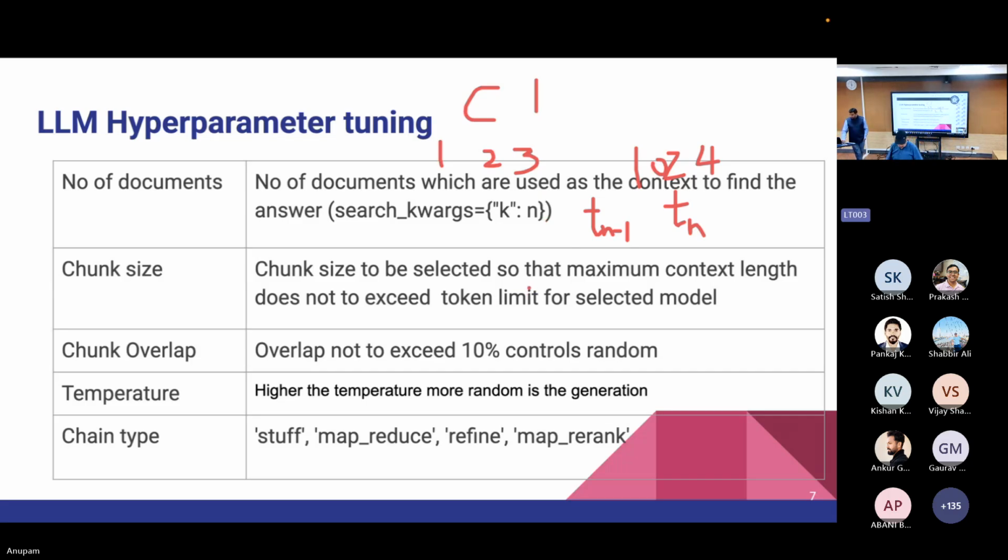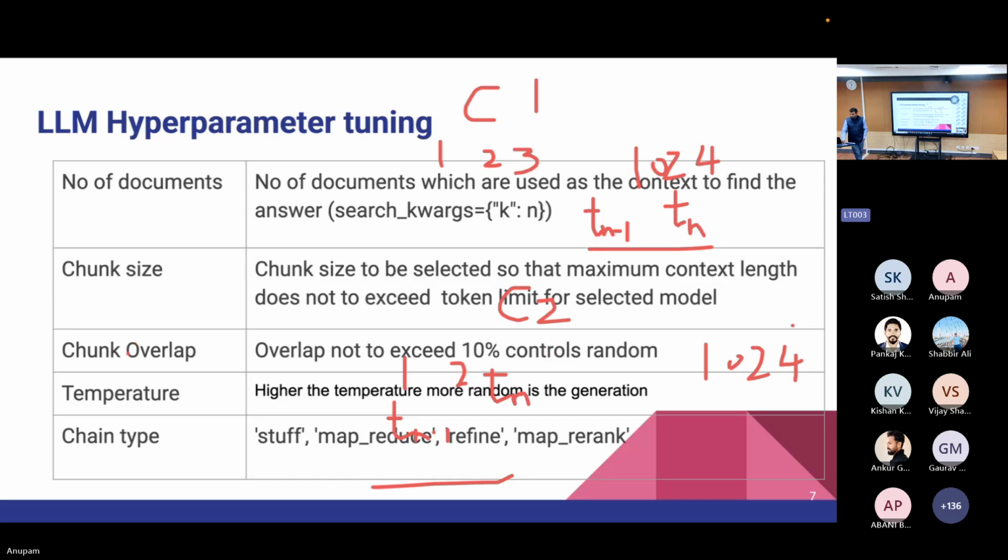And this is our second chunk. Now this second chunk is also 1024. And this second chunk starts from Tn minus 1 and then Tn. So between these two chunks, C1 and C2, two tokens are common.